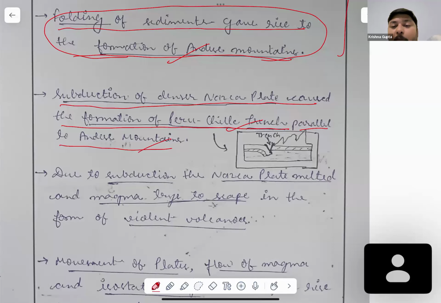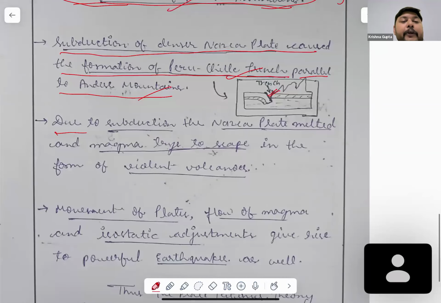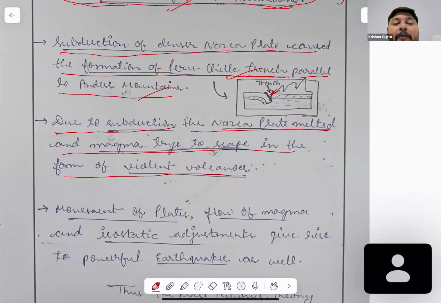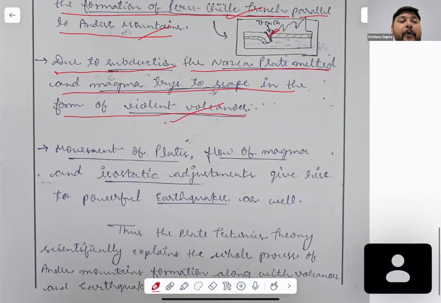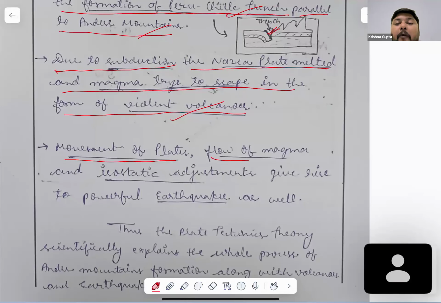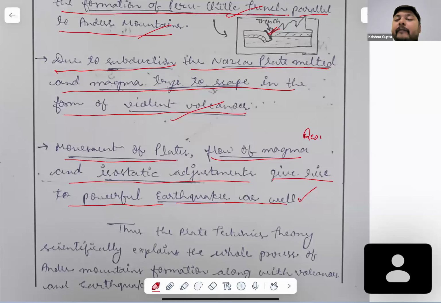Now, the subduction of denser Nazca plate caused the formation of the Peru-Chile Trench, very important, parallel to the Andes Mountain. Okay, so here the presence of trench is also specified. Due to subduction, the Nazca plate melted and magma tried to escape in the form of violent volcanoes. Okay, so this is also quite important. The movement of plate, flow of magma, and isostatic adjustment gave rise to powerful earthquakes as well. Okay, so this is the result of plate motion.